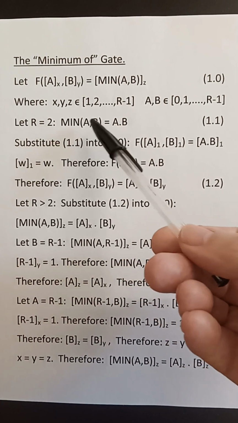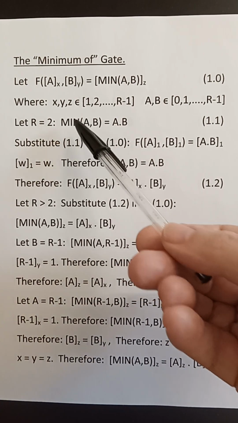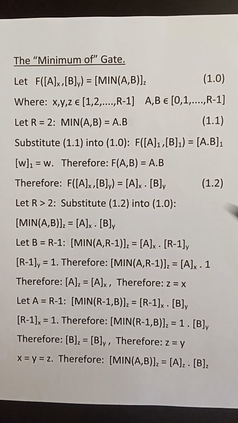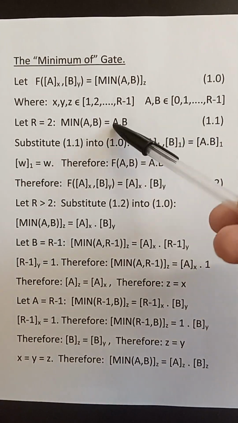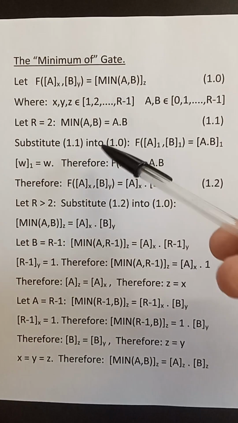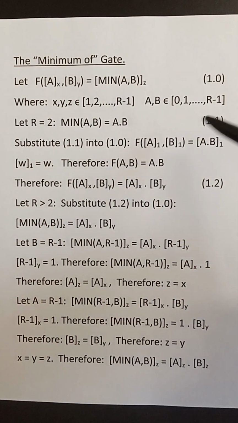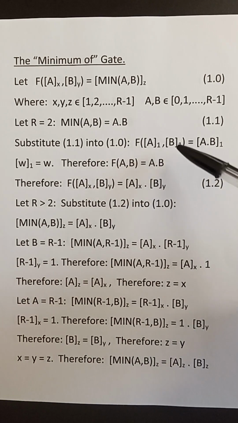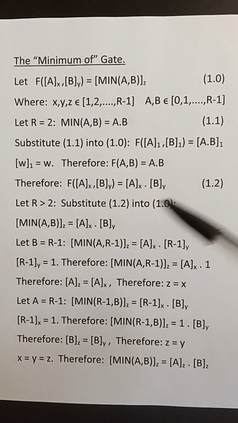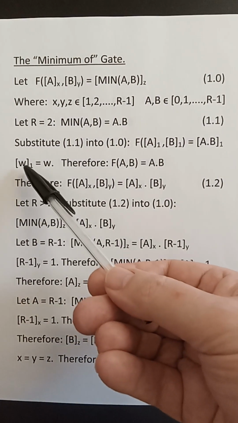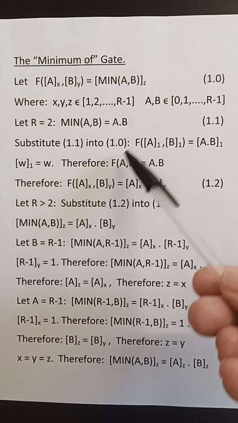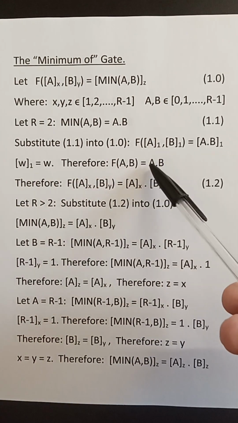So in the binary case, the minimum function min a b equals a and b. So we're going to substitute this into here. So 1.1 into 1.0 into there. So we have f a to the 1, b to the 1 equals a and b to the 1. Now in the binary case W1 equals W, as I've said earlier. Therefore f a b equals a and b.